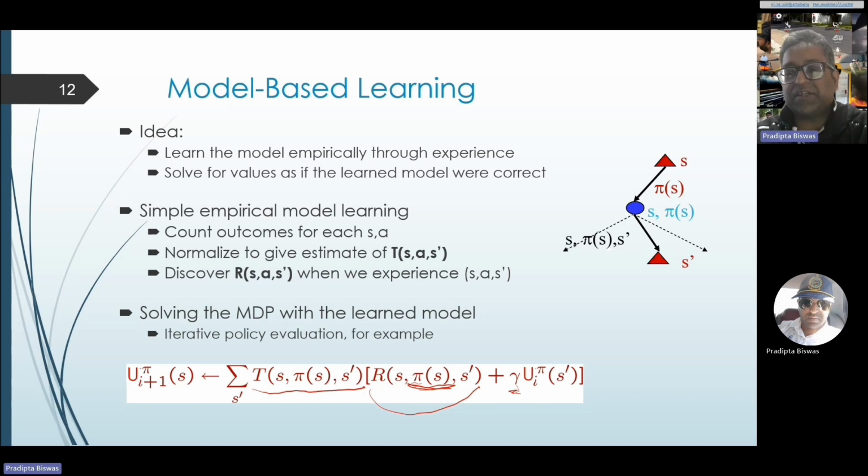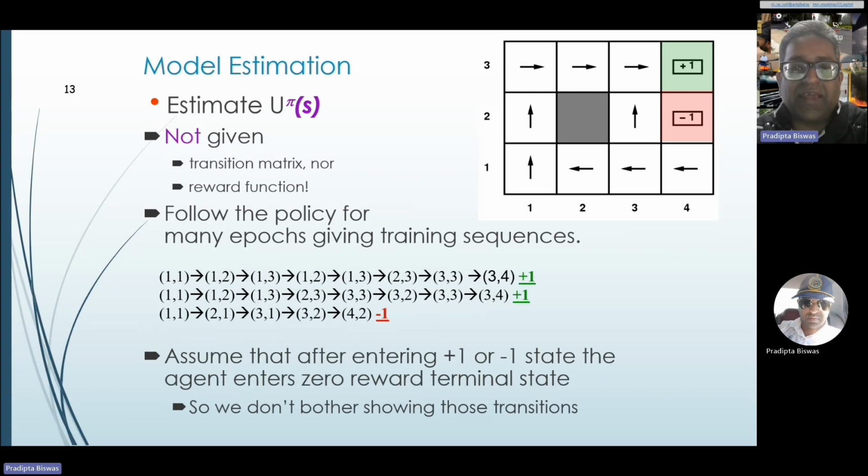And as we saw in the policy iteration, just to remind you, we find this equation for all possible states, and then we solve it like a set of linear equations. So let us see how we can do that. So this is an example where we got some training sequences.